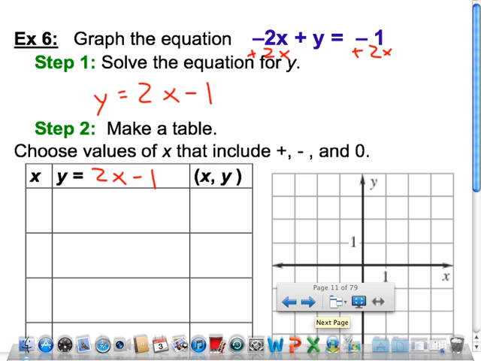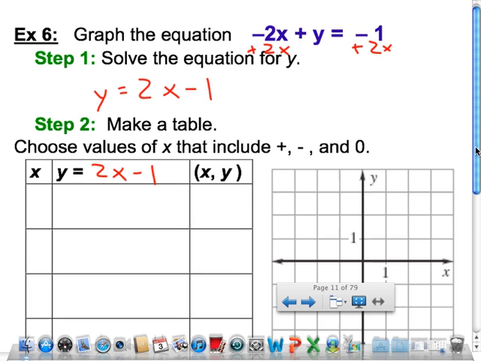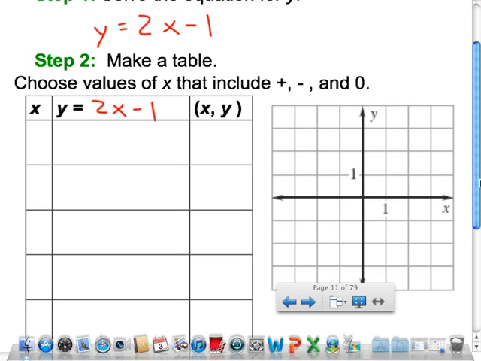Okay, and now choose values that include positive, negative, and 0. I'm going to tell you, in general, our table is going to look just like this. We're going to go -2, -1, 0, 1, and 2. And that's normally going to be your best bet.